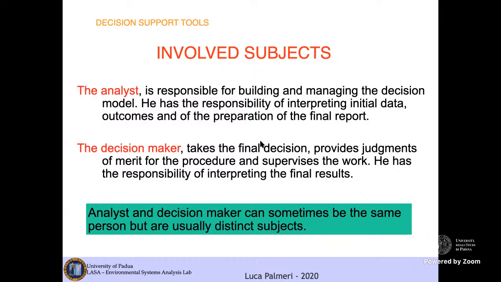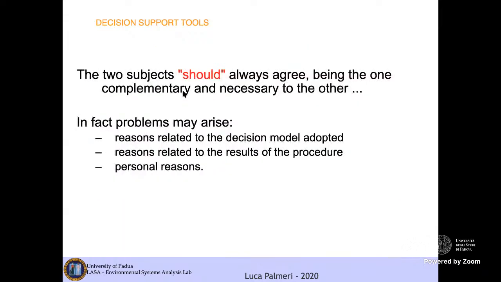Typically, the analyst is paid by the committent, so by the subject who wants to implement a man-made work with environmental impacts, while the decision maker refers, for example, to competent authorities, which finally have to evaluate the final decision and to make the political decision concerning the implementation of a foreseen project. The two subjects should always agree, being the one complementary and necessary to the other.